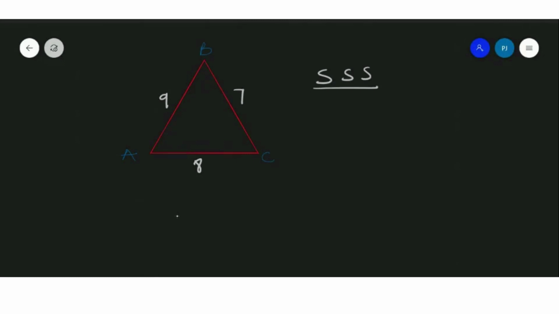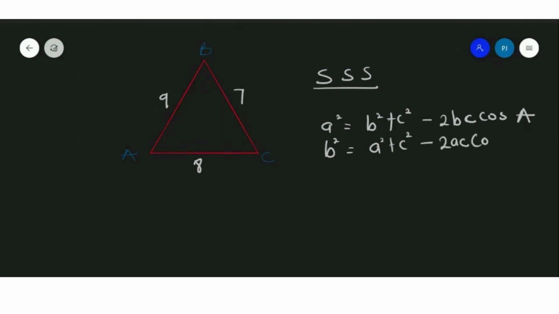So let's go back to using our formula. Remember the formula we have, where a squared is equal to b squared plus c squared minus 2bc cos A. Likewise, b squared is equal to a squared plus c squared minus 2ac cos B, and c squared is equal to a squared plus b squared minus 2ab cos C. So this is the formula that you have, and we have the three sides.